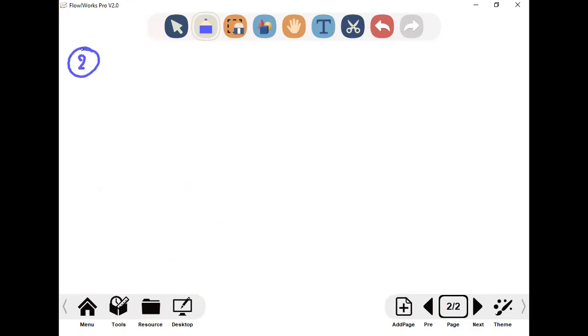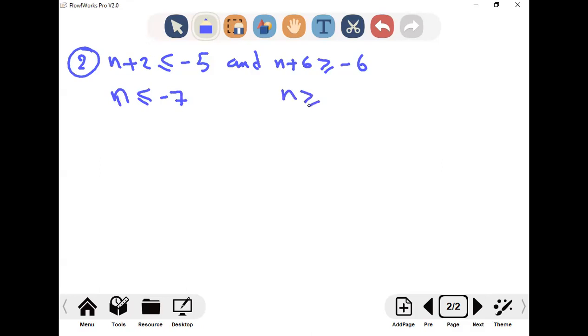Question 2. We have n plus 2 less than or equal to negative 5 and n plus 6 more than or equal to negative 6. Solve each one alone and do the same steps, right? At the end, you will determine your solution. Here, n is less than or equal to negative 5 minus 2, negative 7, right? And here, n is more than or equal to negative 6 minus 6, negative 12, right?